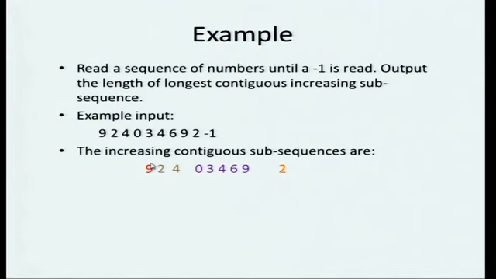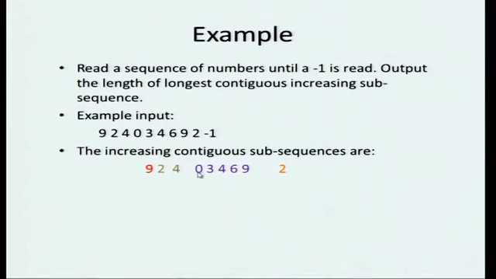So I say that 9 is an increasing subsequence, then the next number is 2, and 2 is less than 9. So 9 and 2 cannot be part of a subsequence where the numbers keep on increasing. So 2 is the start of a new sequence. Again, the next number is 4. So 2 and 4 form an increasing sequence, so you can continue increasing the sequence. The next number is 0. 0 is less than 4, so you break the sequence there.